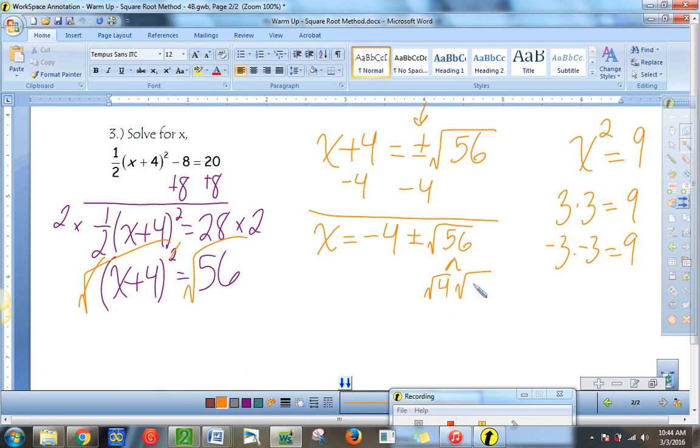4 times 14. 14 is made up of what? 2 and 7, right? So there's no perfect squares in this number. That's going to be as small as it gets. So 2 square root of 14. We got a plus or minus. We got a negative 4. Do you know why we put the 4 in front of the square root number?